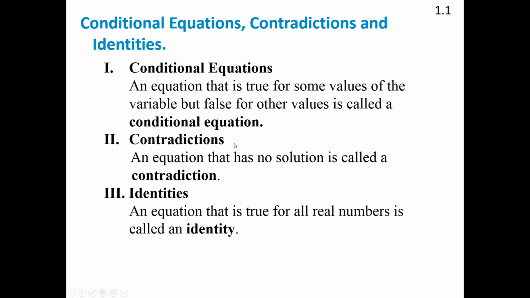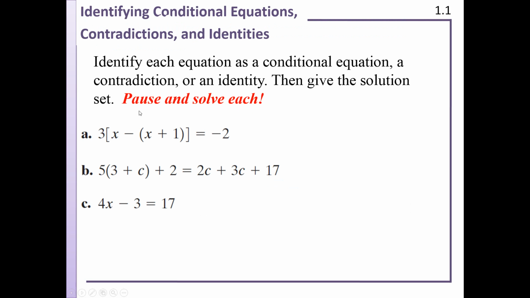Other types of equations are contradictions and identities. Contradictions are equations for which there are no solutions, and identities are equations for which all numbers are solutions. So here are 3 different equations, and I won't go through the details of these. I'd like you to do them on your own. I'd like you to pause and solve each of these and see what you come up with.